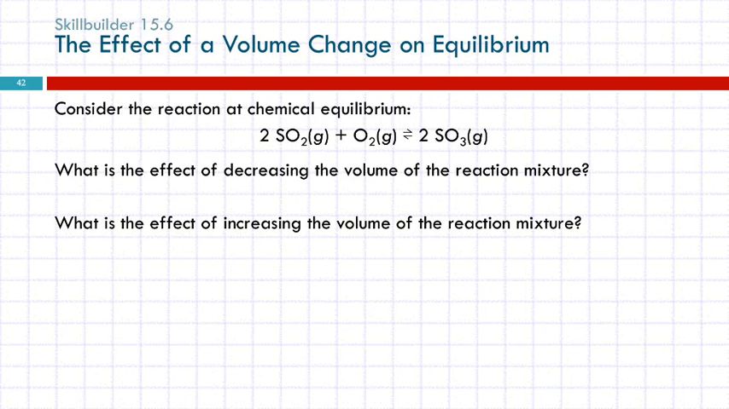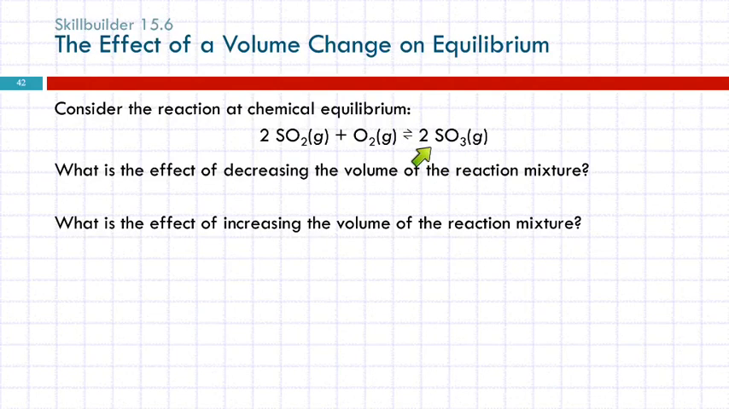Let's look at this reaction. 2SO2 plus O2 is in equilibrium with 2SO3. What is the effect of decreasing the volume of the reaction mixture? So you have this reaction in a container. We're going to make the volume smaller. It's going to go to the right.